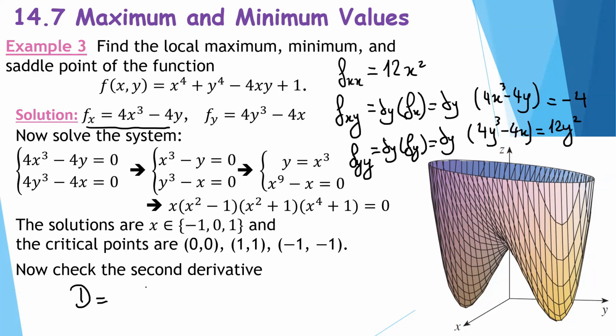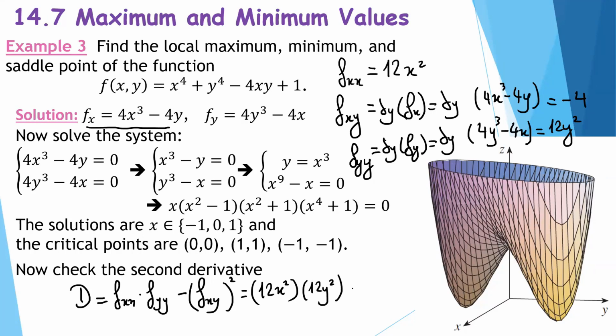What is the formula for D? We said it's fxx times fyy minus fxy squared. So it's 12x squared times 12y squared minus 4 squared. So if you want, it's 144x squared y squared minus 16. This is D.